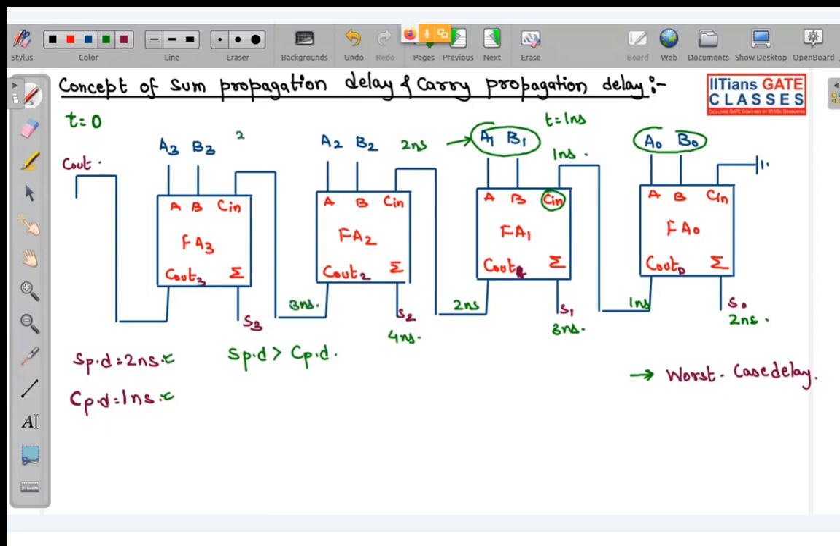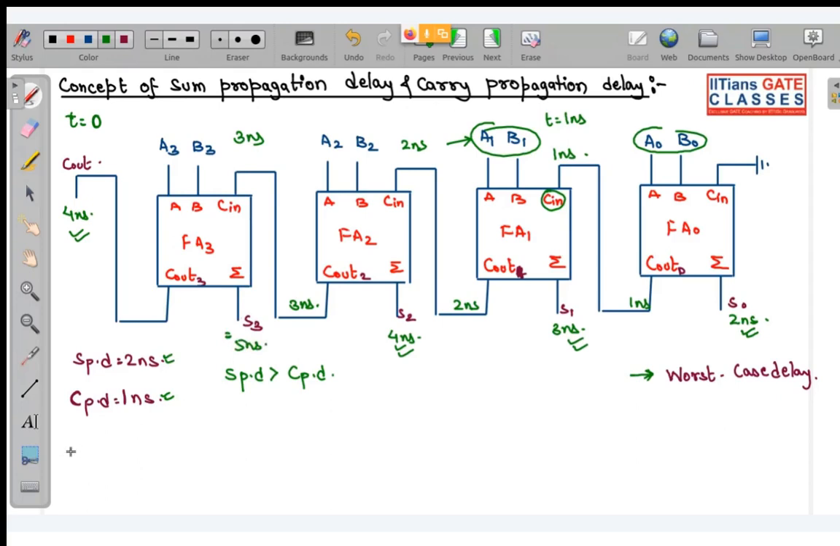So after 3 nanoseconds, the input of this full adder has stabilized. So C out will be generated at 4 nanoseconds. But this S3, look over here, all the inputs have already been generated, S0, S1, S2, C out. It has been generated at 4 nanoseconds, but this output S3 has still not stabilized. So what will happen? This will be generated after 2 more nanoseconds. So 3 plus 2 is 5 nanoseconds.